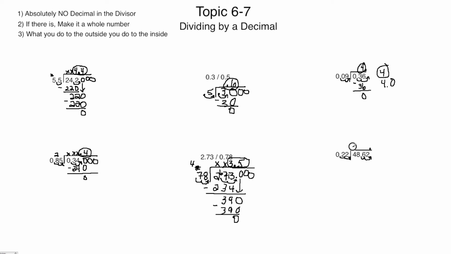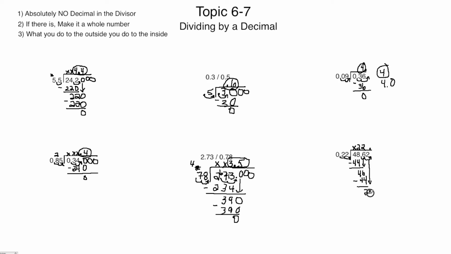Can 22 go into 4? Nope. Can 22 go into 48? Yep. That would be 2 times. That would make 44. 48 minus 44 is 4. Bring down the 6. It'll go in there again 2 times. 22 goes into 46 twice because that makes 44 again. 46 minus 44 is 2. Bring down the 1.